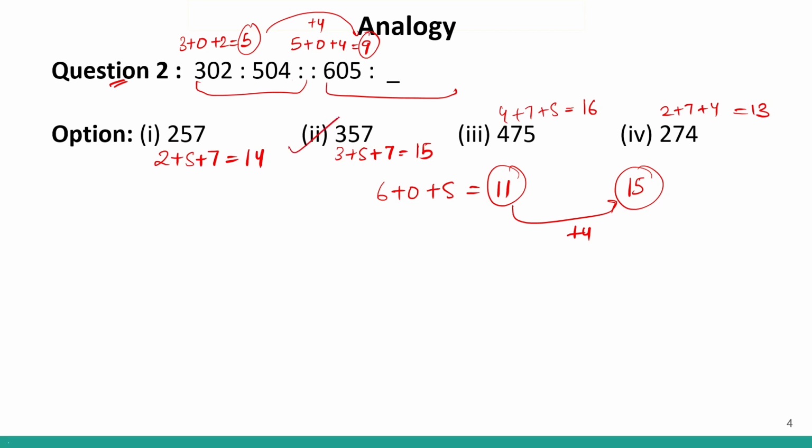So I can see option number 2 will be the answer because the sum of digits is 15. That is 4 more than 11. Because here the sum of the digits in 504 was 4 more than 5. Correct? So by this same exact logic, answer will be option number 2. Okay.